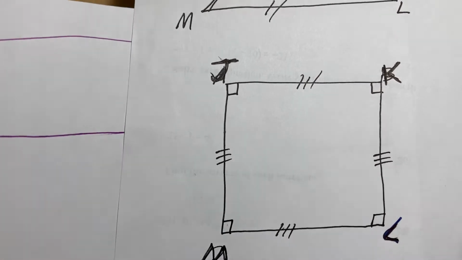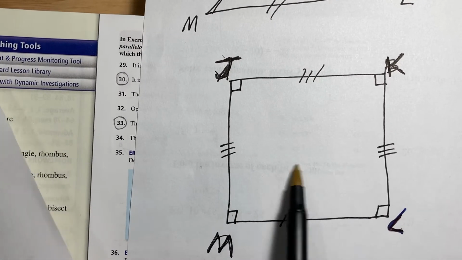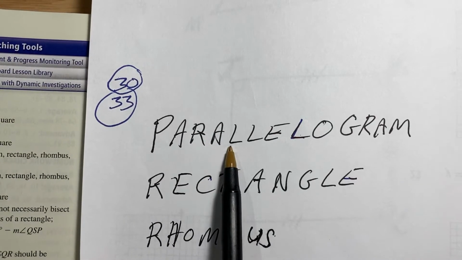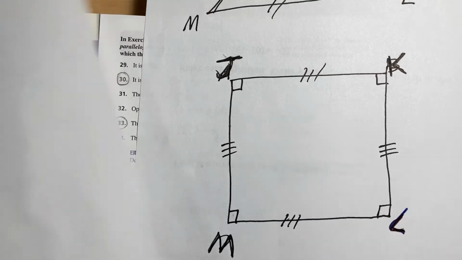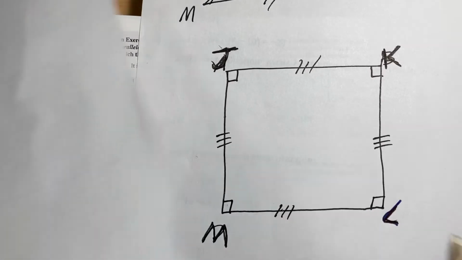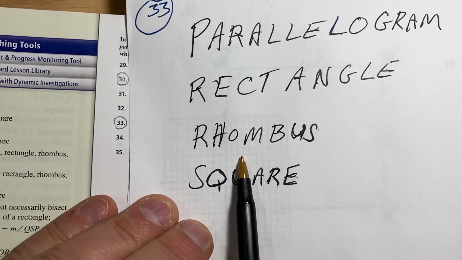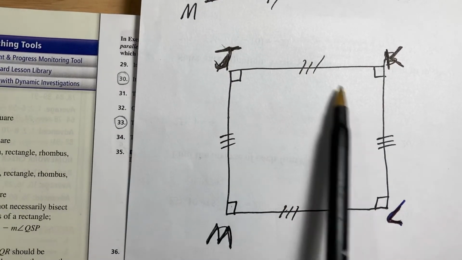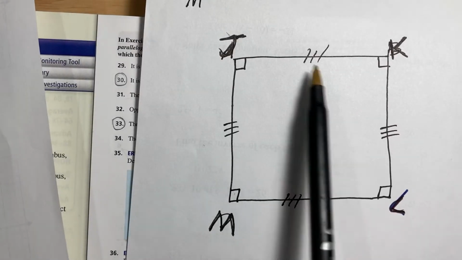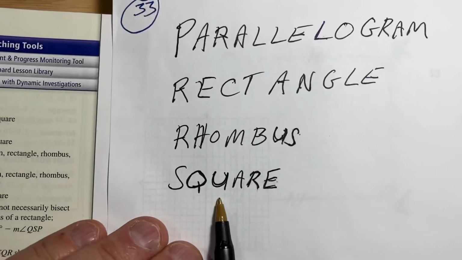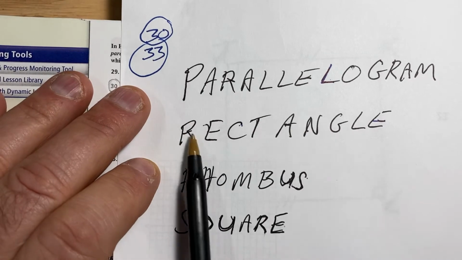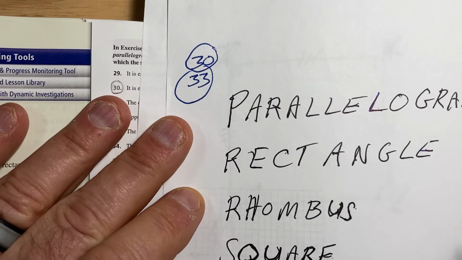Oh, there you go. Now this right here, is this always going to be a parallelogram? Yes. This right here, is this always going to be a rectangle? Yes. This right here, is it always going to be a rhombus? Yes. And this one right here is always going to be a square. So that right there is always going to be a square. It's always going to be a rhombus. It's always going to be a rectangle. And it's always going to be a parallelogram. All four of them would work for question 33. So you have to write down all four.